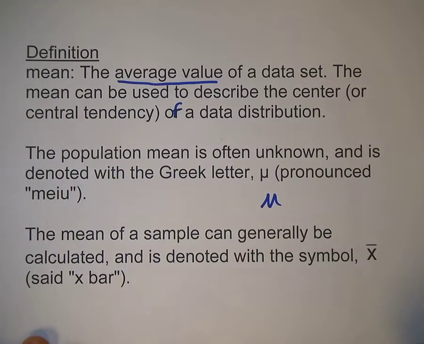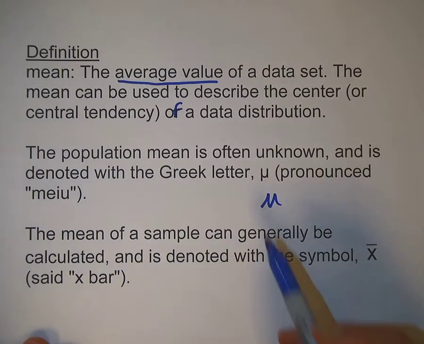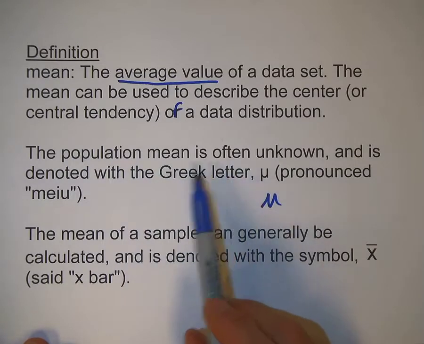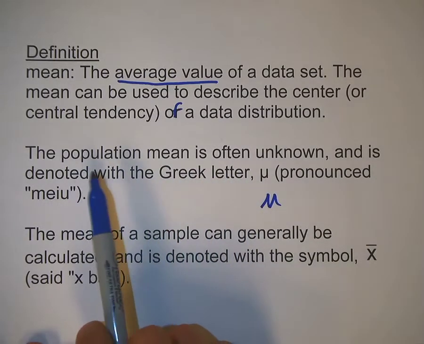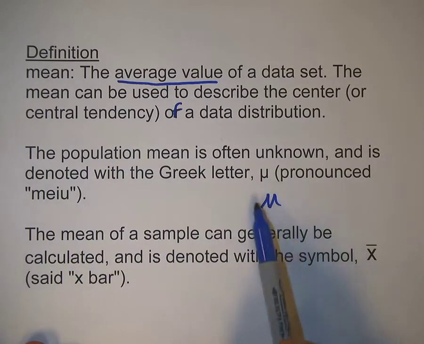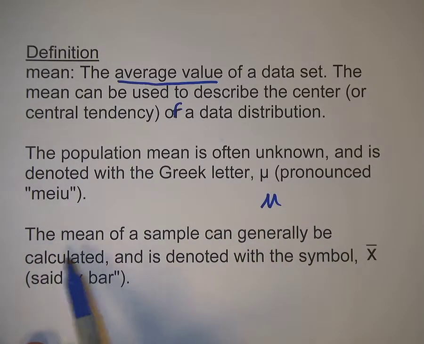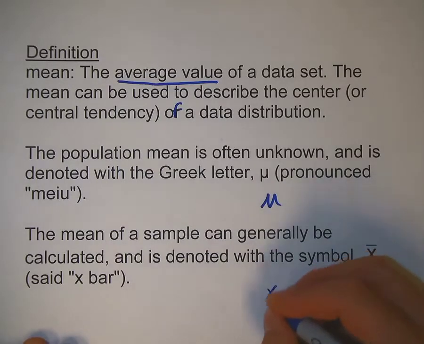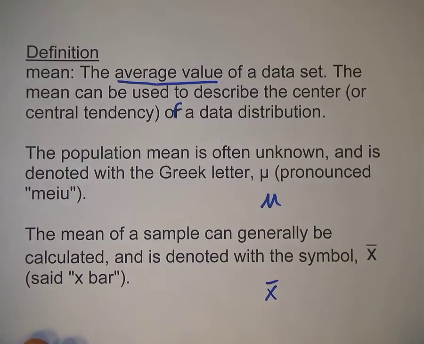Sometimes I'll draw mu like that. Oftentimes mu will not be able to be calculated because it's going to be rare that you have every element of a population. So generally this is just used to represent the mean. Usually we don't assign a number. Whereas the mean of a sample can generally be calculated and is denoted with the symbol x bar, x with a bar over it.